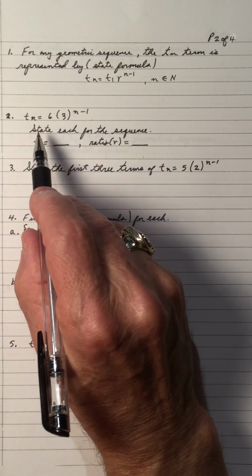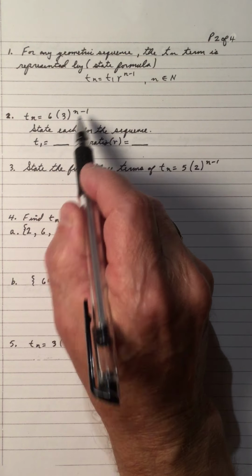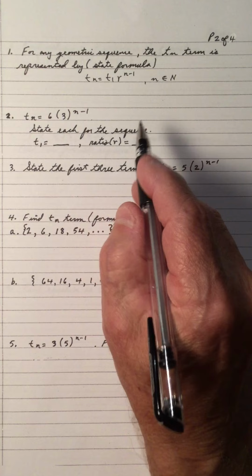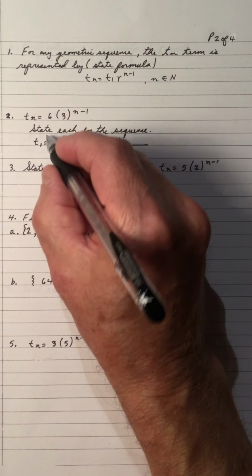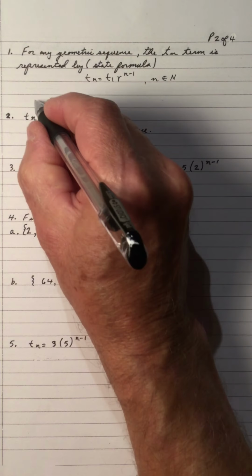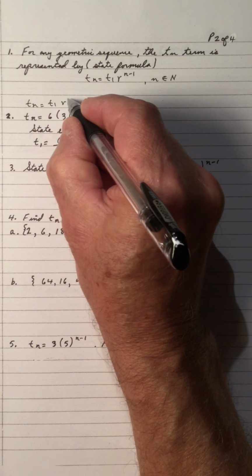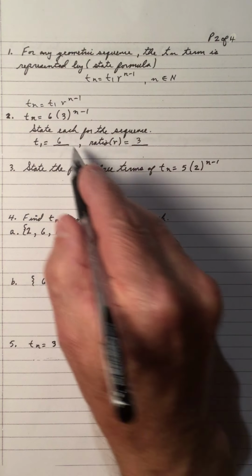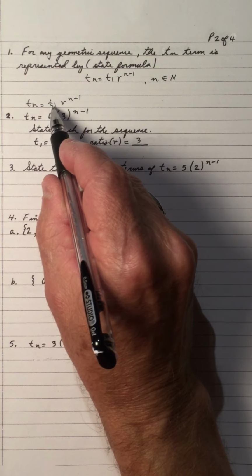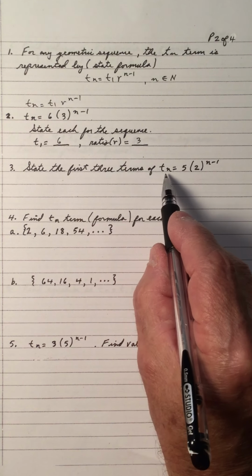Number 2, Tn equals 6 times 3 to the n minus 1. State each for the sequence. The first term is 6, and the ratio is 3. Again, the equation is Tn equals T1 R to the n minus 1. Notice T1 is 6, R is 3. State the first three terms of this sequence.